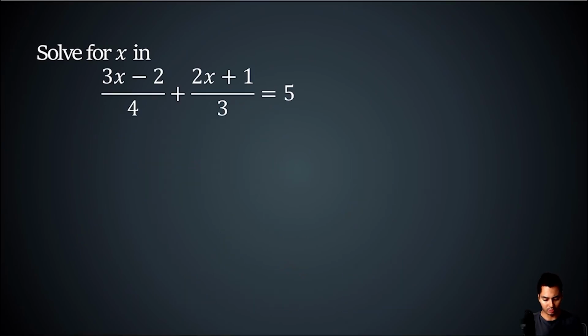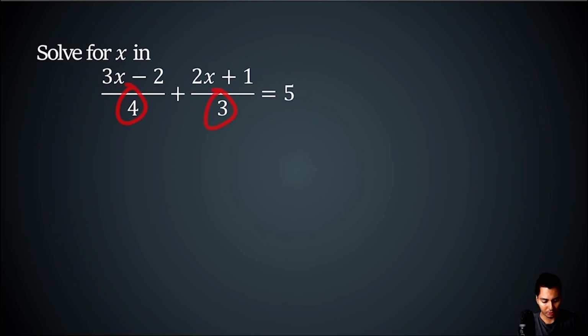Okay, now we're getting a little more challenging here. We have (3x - 2)/4 + (2x + 1)/3 = 5. So when you have a large set of fractions like this, the first thing to do is we want to get rid of the fractions. So what do we have down here?